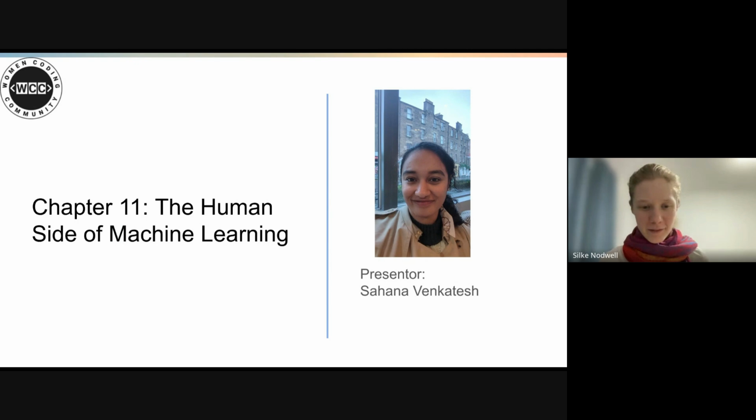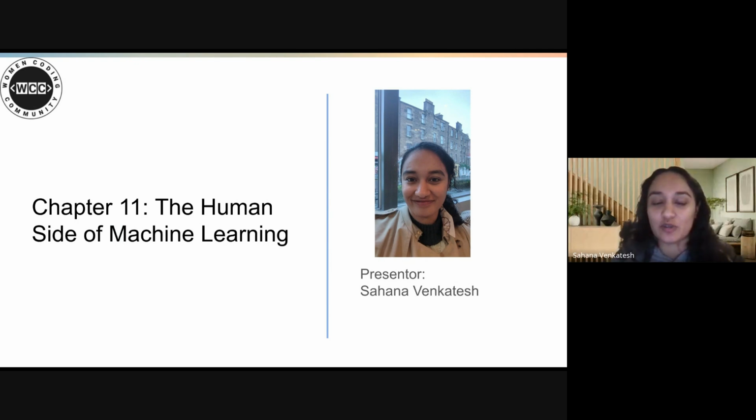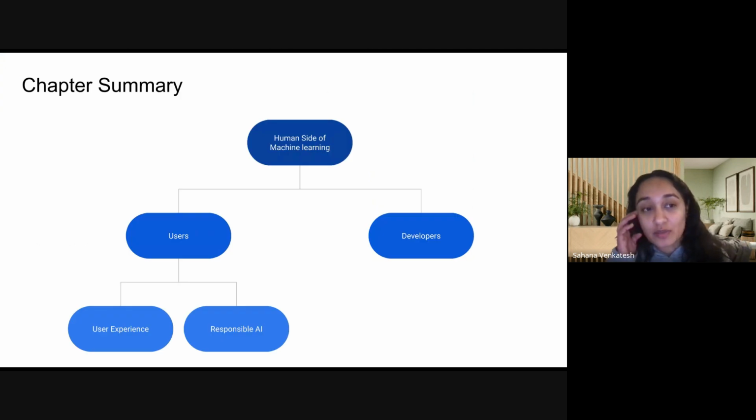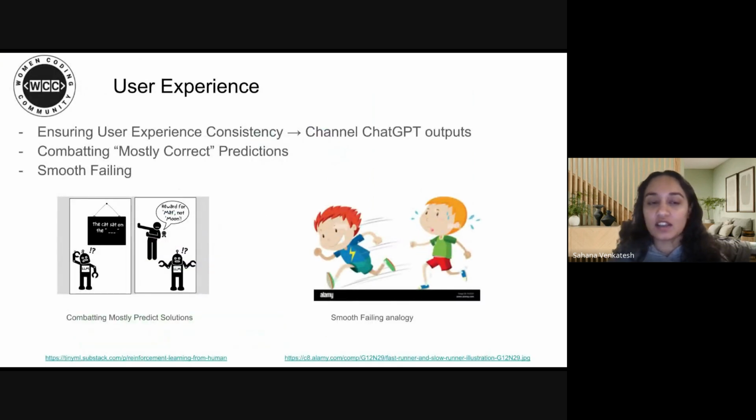Hi again. This chapter is the human side of machine learning. It's also one of the smallest chapters in the book, and it's definitely a good read. So the human side of machine learning, the author basically says, involves the users as well as the developers, and slowly reveals the different things that come under users and developers. The first thing is the user experience.